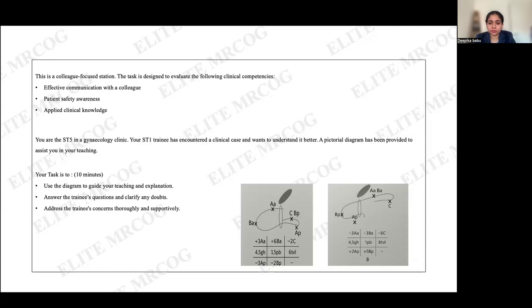Now, coming to the second chart, we can see the prolapse in the posterior vaginal wall. It is coming again more than 1 centimeter below the hymen. So that is going to be stage 3 in the posterior vaginal wall.